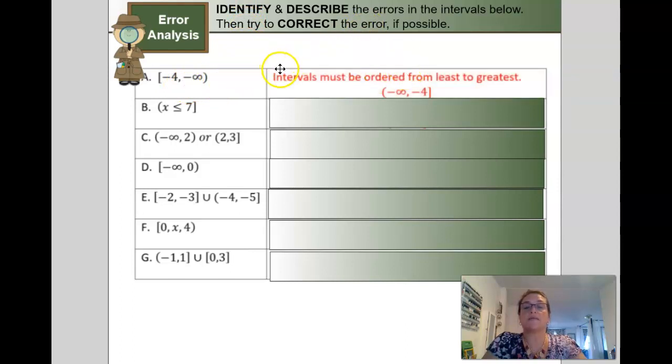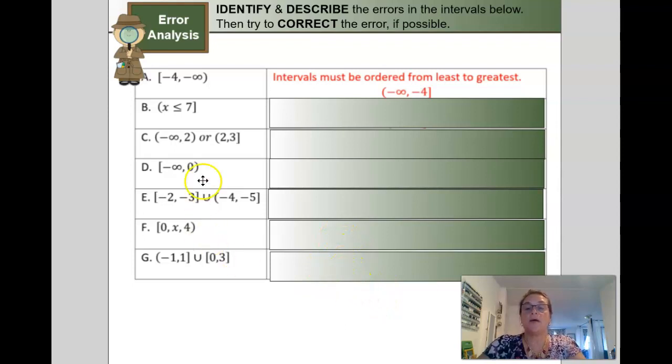So in the box I write that intervals must be ordered from least to greatest, and then to correct that error I need to reverse the positions here so that my interval is beginning at -infinity and then ends at -4 inclusive. Okay, so I'd like you to pause the video and try B through G on your own in your notes, and then just turn the video back on and we'll go over the answers together when you're ready.